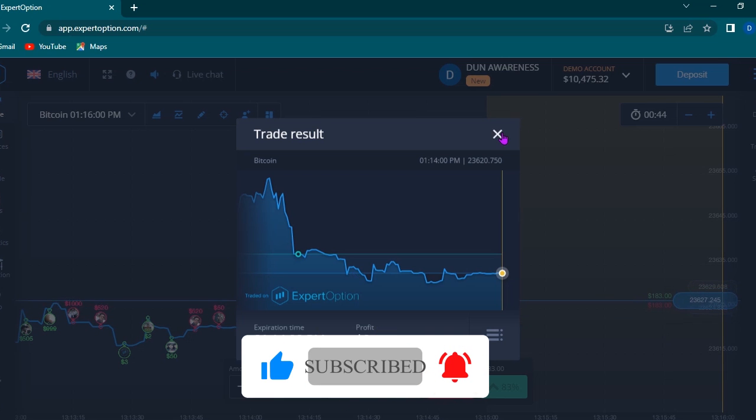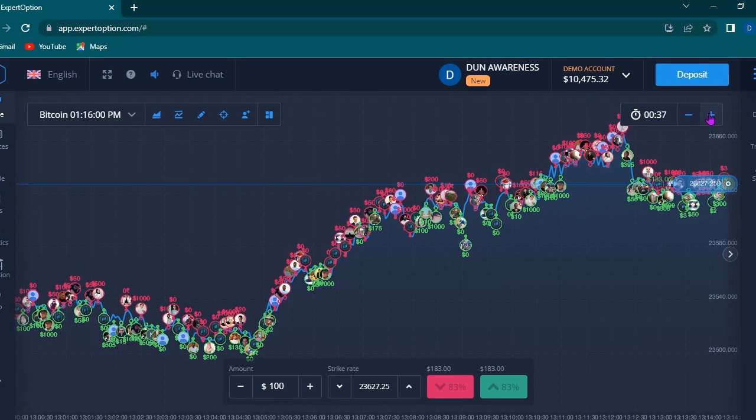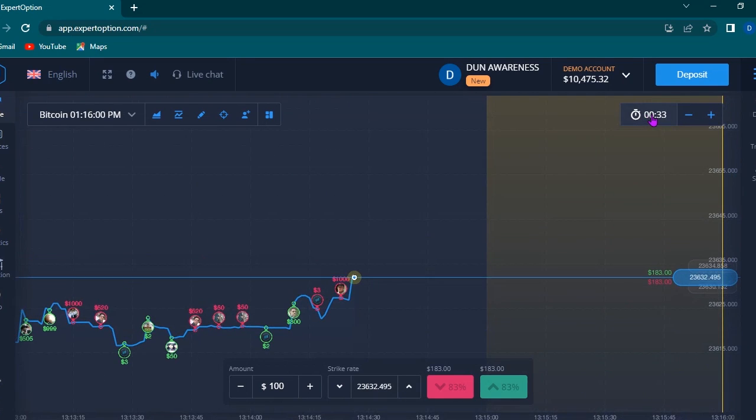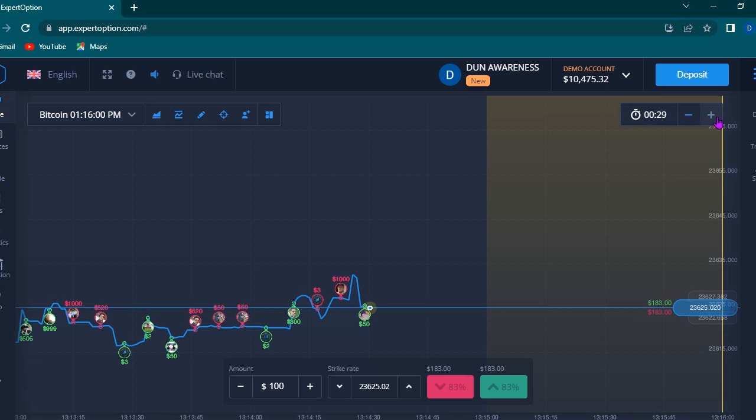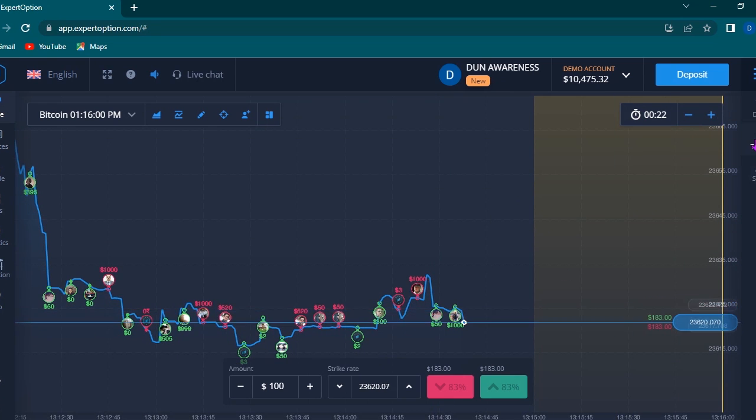Okay, now for example, you click sell Apple. If you click sell, it means that, for example, I click sell here, it means I want the market to stay down of that line until 1 minute is over. Okay, until 1 minute is over.